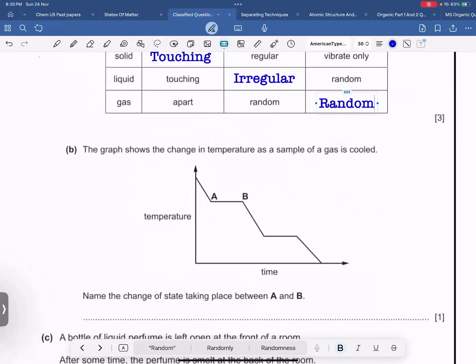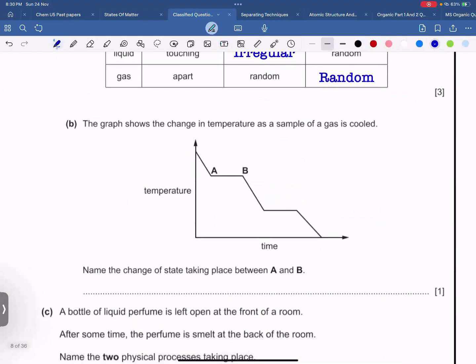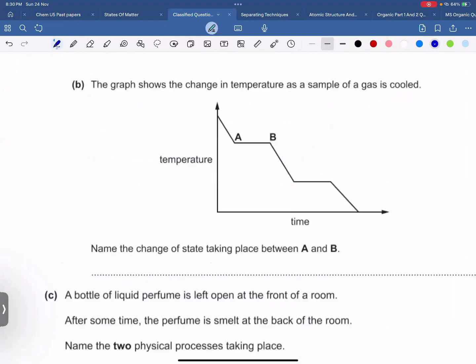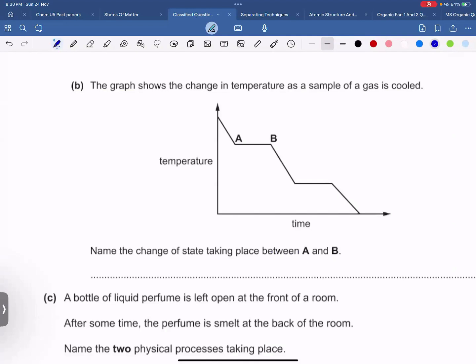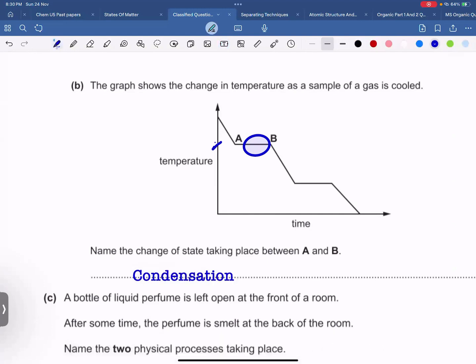The graph shows the change in temperature as a sample of a gas is cooled. Name of the change of state taking place between A and B. A and B is condensation. So condensation process occurs. This is a cooling curve, not a heating curve. First level of condensation, second level of freezing.